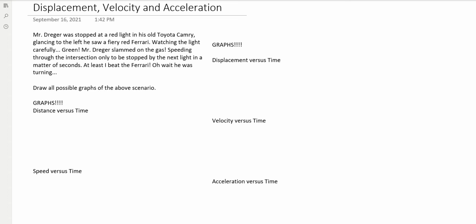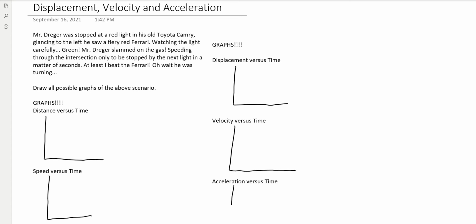All right, we're going to take a look at these different graphs. Hopefully you had a chance to draw out the different graphs, but basically we're all going to be in the positive direction, so we can actually start with all of them being positive. All of them are going to have time on the x-axis.